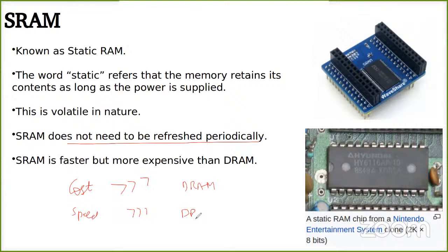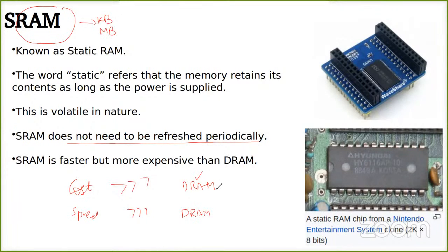DRAM. Right? So what is the benefit for DRAM? DRAM is cheaper. DRAM is cheaper than SRAM, but speed wise you will find that SRAM is much faster than DRAM. These SRAMs are usually in terms of kilobytes or maximum megabytes.